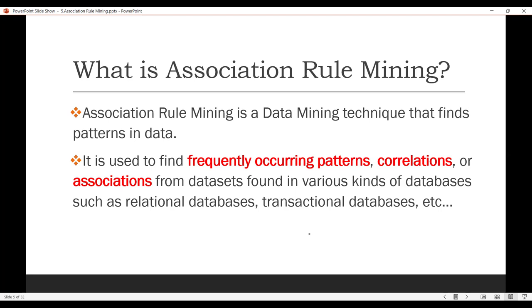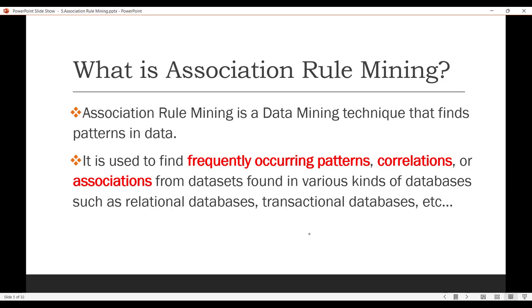If you are running a business, a company, an educational institute or a hospital, in whatever workplace, if you extract some frequently occurring patterns, that is what we call association rule mining. Or maybe we can extract some correlations, how they are related to each other, or what things are associated with a particular product. Those things we call association rule mining.